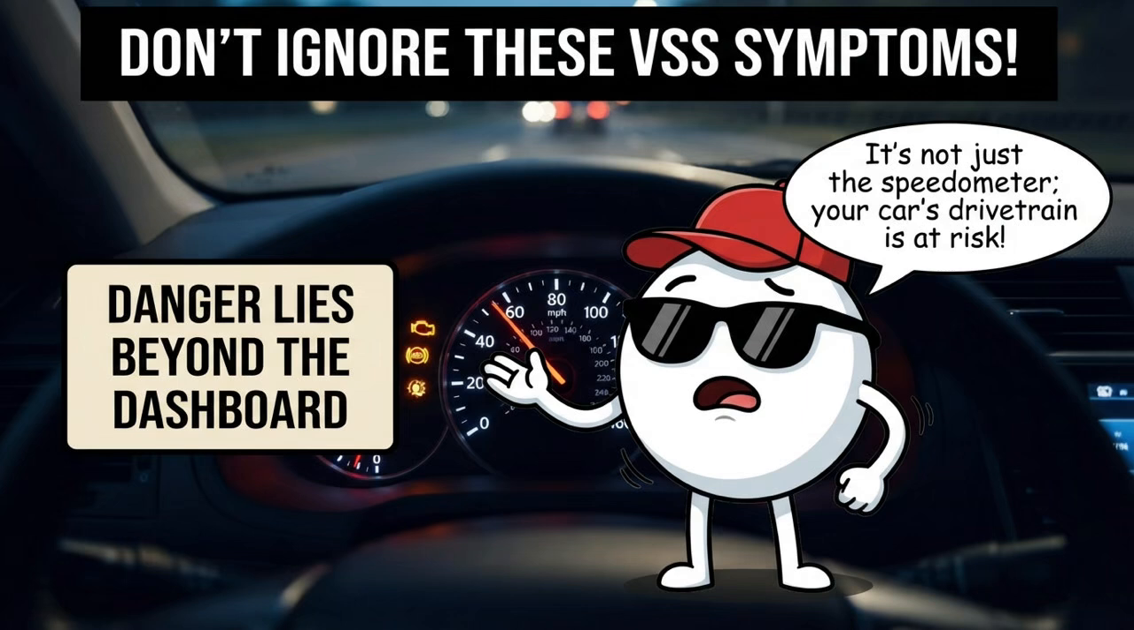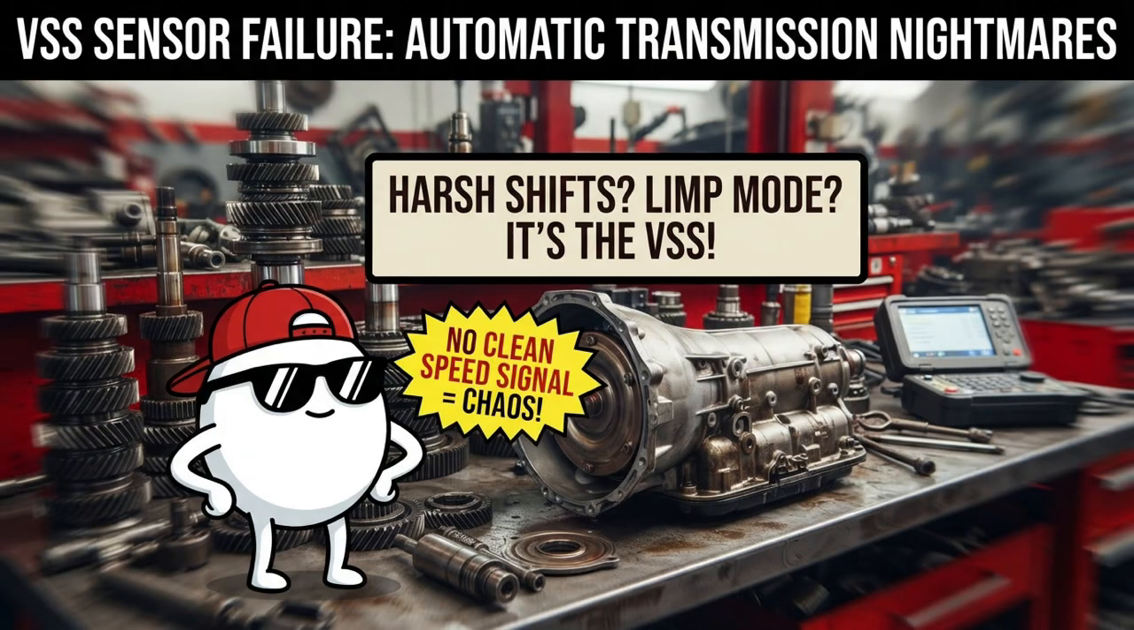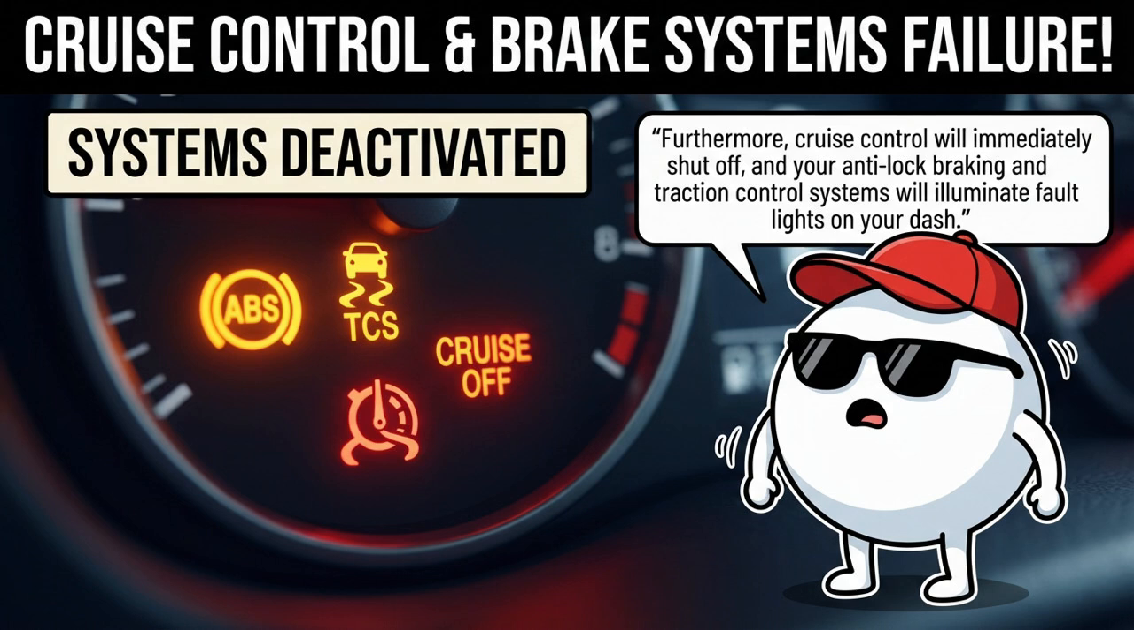When a VSS fails, the symptoms extend far beyond the dashboard. While your speedometer needle might drop to zero or bounce erratically while driving, the real danger happens inside the drivetrain. The automatic transmission relies on speed data to determine gear selection and hydraulic pressure. Without a clean VSS signal, the transmission will shift harshly, slip between gears, or lock itself into a single limp mode safety gear. Furthermore, cruise control will immediately shut off, and your anti-lock braking and traction control systems will illuminate fault lights on your dash.